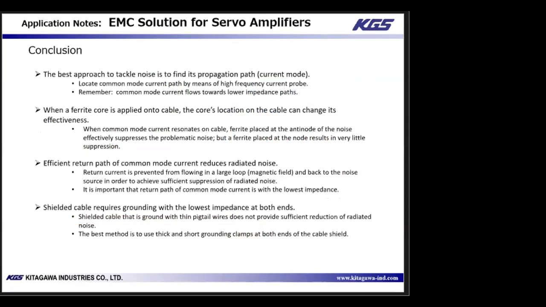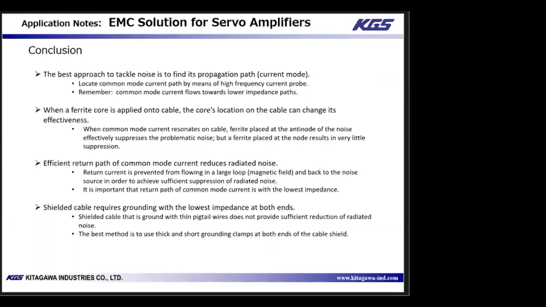So here is a general conclusion. The best approach to tackle noise is to find its propagation path, definitely using a high frequency current probe. The common mode current flows towards lower impedance paths. When a ferrite core is applied to the cable, the core's location on the cable can change the effectiveness, and it's exactly what Lynn was talking about earlier.